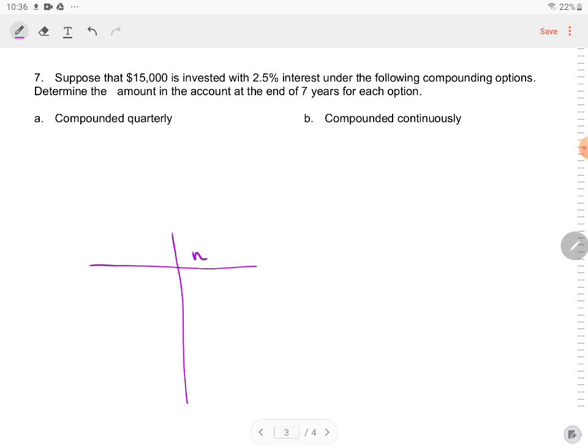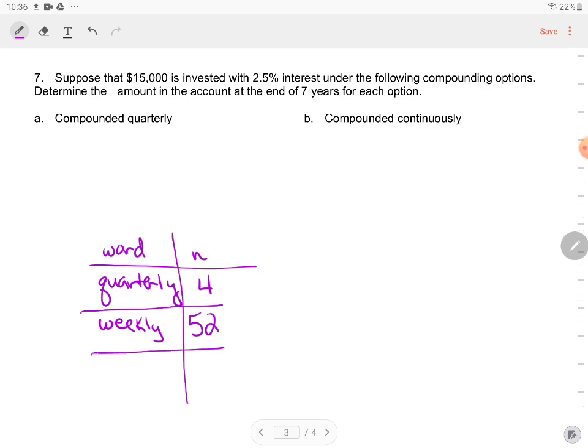So we're going to talk about the word and then what N can be. If I say to you quarterly, you want to think that quarterly is 4, so N would be 4. So if we have interest compounded quarterly, it's compounded 4 times a year. Then there's weekly. So we think how many weeks are in a year? 52.